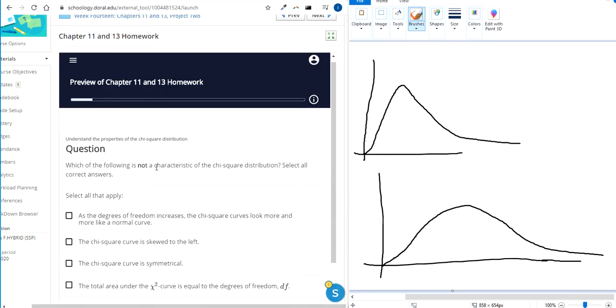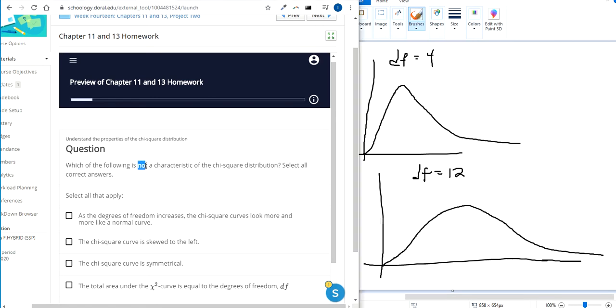So we're supposed to select the options that are not a characteristic of the chi-square distribution. So this option here, as the degrees of freedom increases, the chi-square curves look more and more like a normal distribution. So this up here was like degrees of freedom, I don't know, maybe 4, and this is degrees of freedom, maybe 12. As the degrees of freedom gets larger, the chi-square distribution starts to approximate the normal distribution. Okay, so this is true, so we're not going to check that because we're looking for the options that say which of the following is not a characteristic.